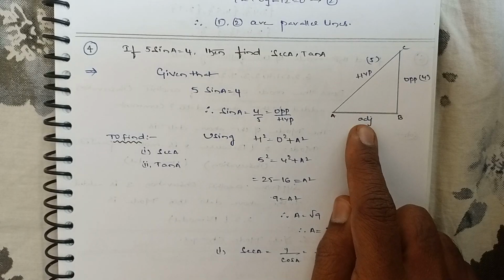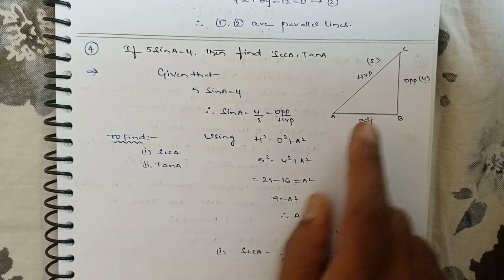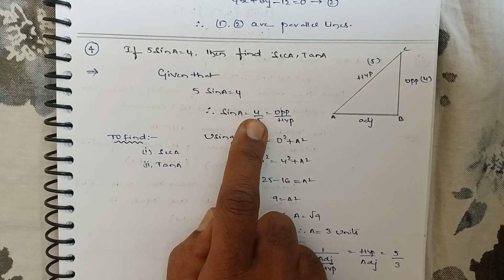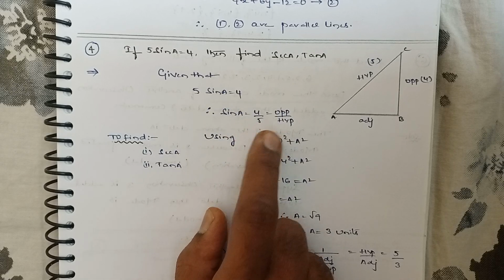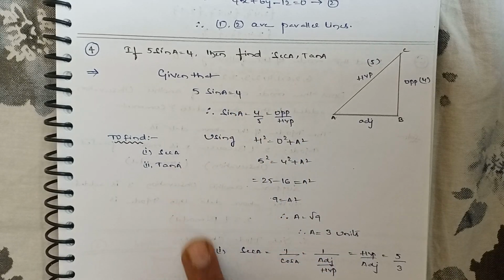Draw a rough right angle triangle and mention all the values: what is the hypotenuse, opposite and adjacent. So given that 5 sin A equals 4, make sin A the subject, we get 4 by 5, that is opposite by hypotenuse. We need to find secant and tan. Secant is the reciprocal of cos and tan is sin by cos.